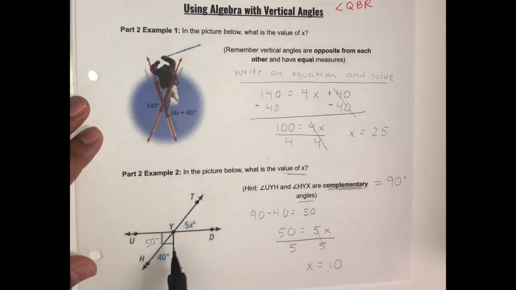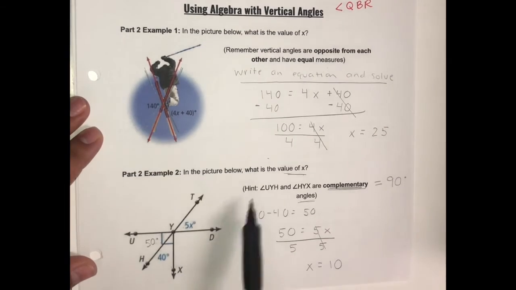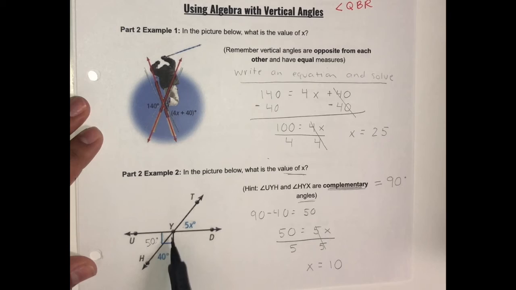So looking back at this picture, just to explain it a little more, they told us that this is a right angle. We can see by the symbol right here. And they tell us that they're complementary, meaning that these two angles added together equal 90 degrees. So if we know half of it is 40, then the other half has to be 50.